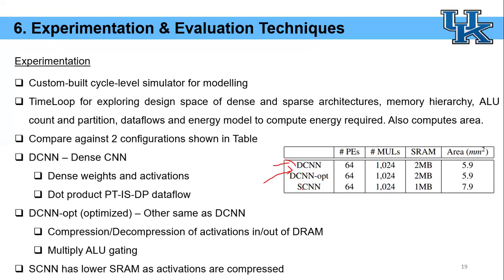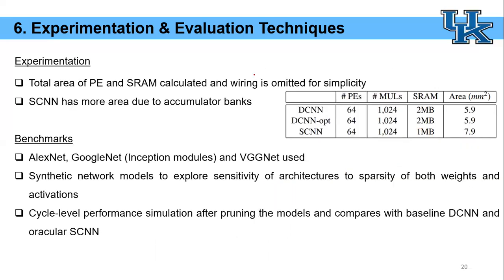Another is SCNN. As you can see here, all of these stats are the same, but the number of RAM is reduced because we are using compressed data, which doesn't require as much RAM. And obviously we have a higher area here because we are using accumulator buffers, and the buffer banks require more area, right? So that's why we have higher area for this. And obviously wiring has been excluded. For the benchmarking, AlexNet, GoogleNet, and VGGNet have been used. They also did some synthesis for extensibility with sparsity. That's something that has been added.